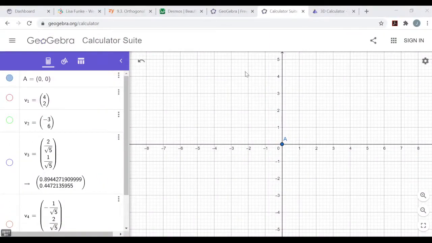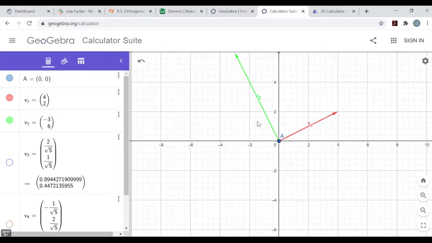This is geogebra.org. They have a 2D calculator and a 3D calculator. So here's vector 4, 2, starting at the origin, going out to the point 4, 2. Here's vector negative 3, 6. Let me zoom that out a bit. Can you see how they look perpendicular here? If I were to rotate this, maybe it's more obvious, but these two vectors do form a 90-degree angle.